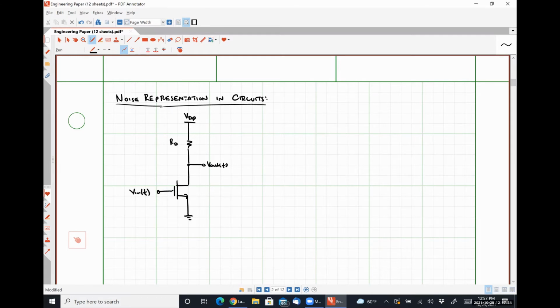Here's V in as a function of time. If we wanted to perform a noise analysis on this particular circuit, all we would need to do is put our noise sources into the circuit in a way that makes it the easiest to analyze, right? So what I mean by that specifically, let's take this resistor RD. We know that it's tied to the drain node of our transistor, so we'll work on that in a second. But it'll wind up being easiest to analyze this if we consider the resistor's noise as a noise current spectral density in parallel.